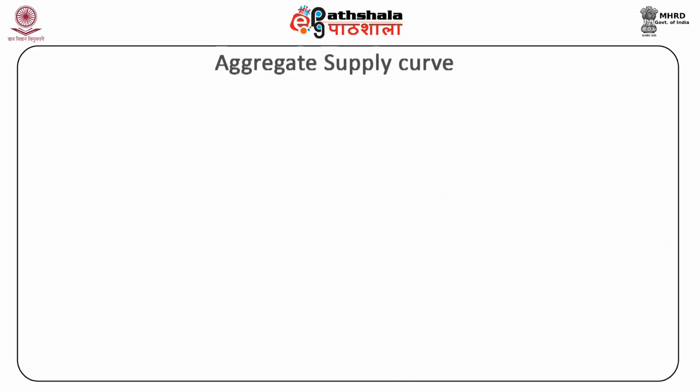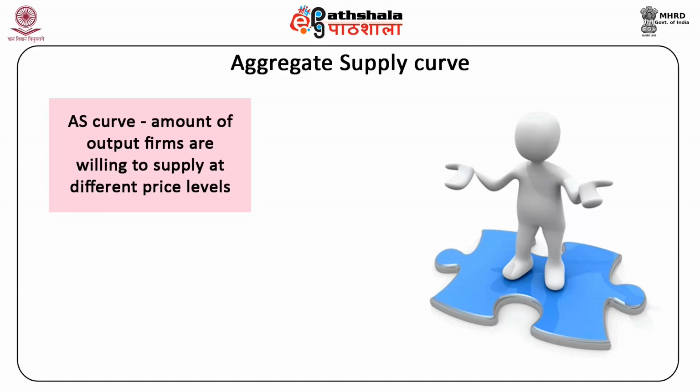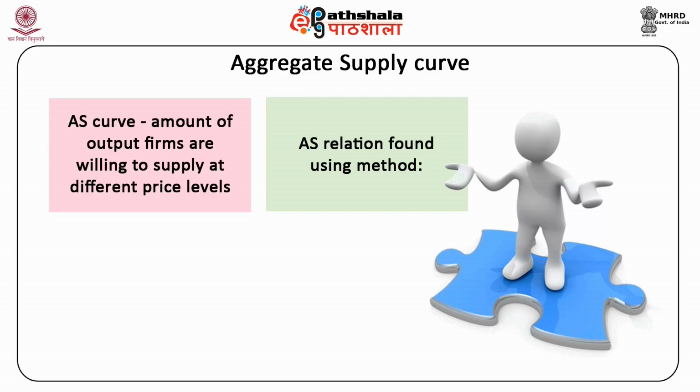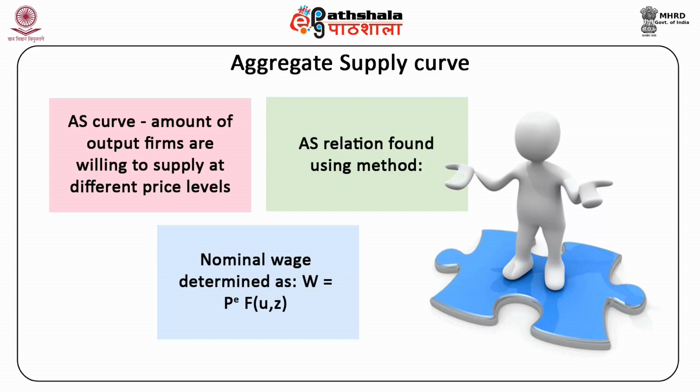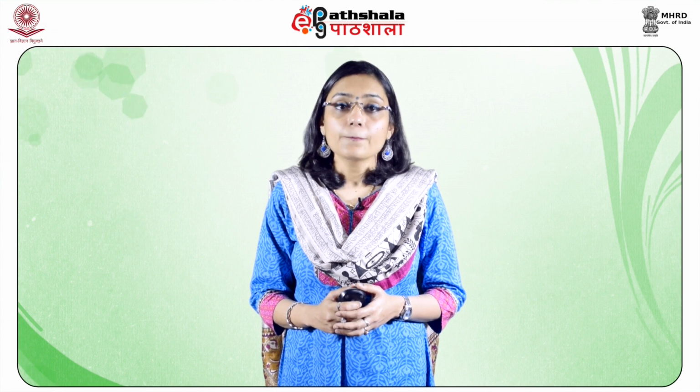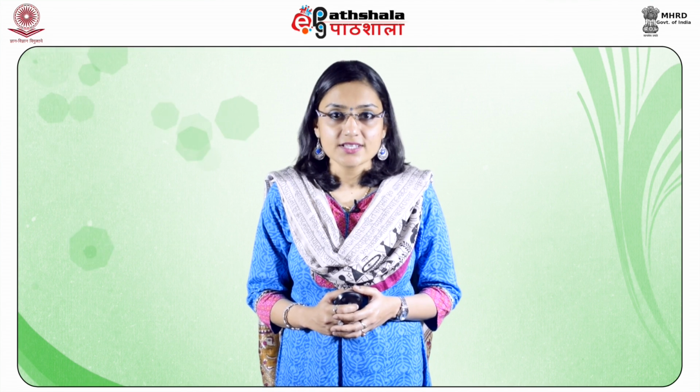Next, we will discuss the aggregate supply curve. The aggregate supply curve tells us the amount of output firms are willing to supply at different price levels. The AS relation can be found using the following method. The nominal wage can be determined as W equals P to the power E times F of U and Z. Herein, P^E equals the expected price level.